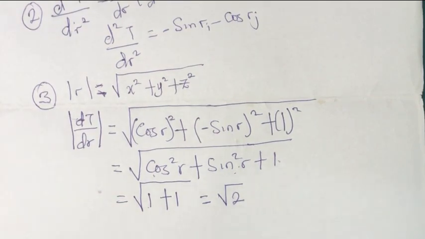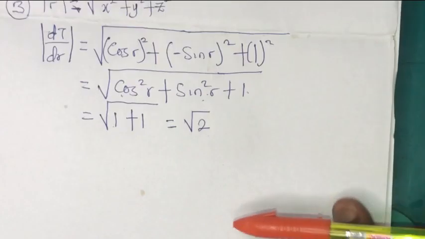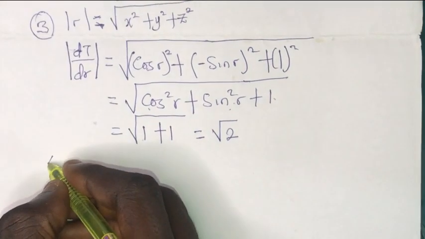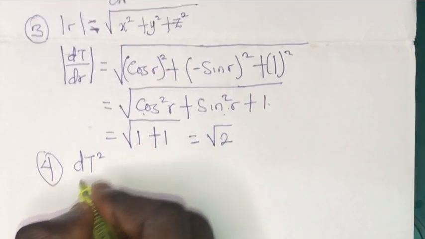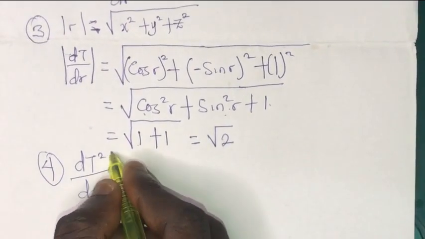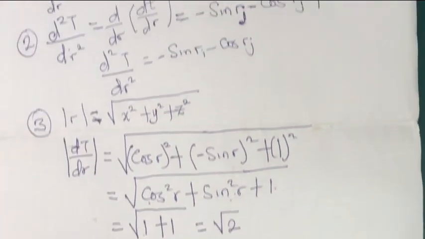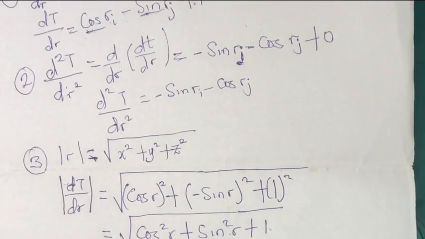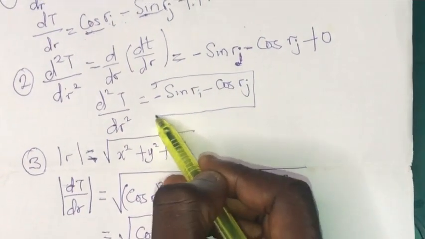Then the next question now says I should find the modulus of d squared r over dt squared. So here now, you want to find the modulus. Number 4 question is to find the modulus of d squared r over dt squared. If you are to find that, what is the first thing you have to come back to? Is to come back to your d squared r over dt squared.